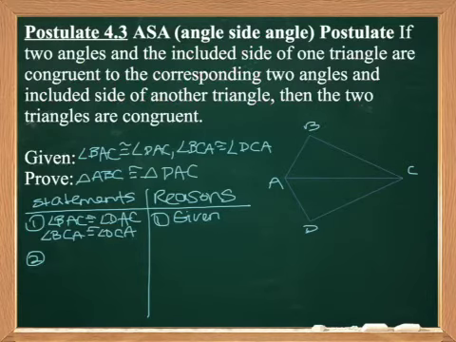So in the diagram, we're told that angle BAC is congruent to angle DAC. Well, those are corresponding angles. And angle BCA is congruent to angle DCA. Again, those are corresponding angles. Well, the included side between them would be line segment AC. So we want to somehow prove that these two triangles are congruent by angle side angle.